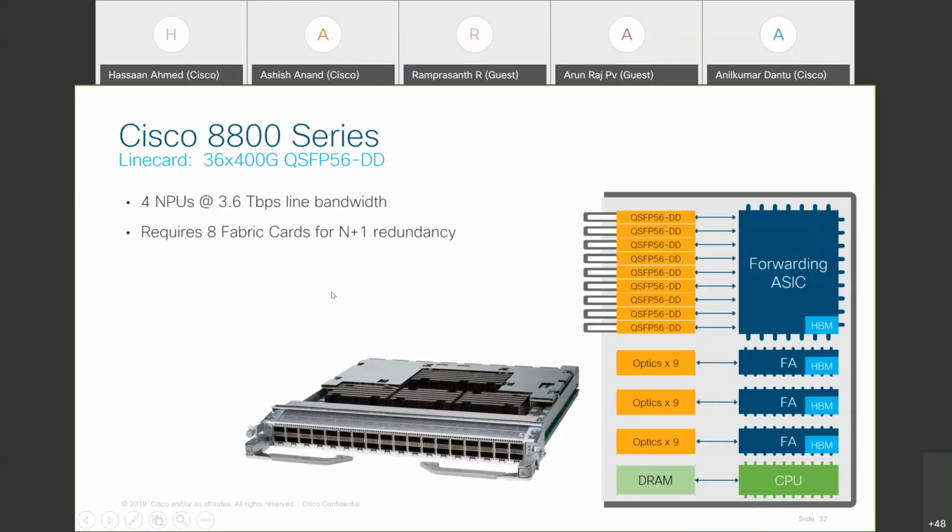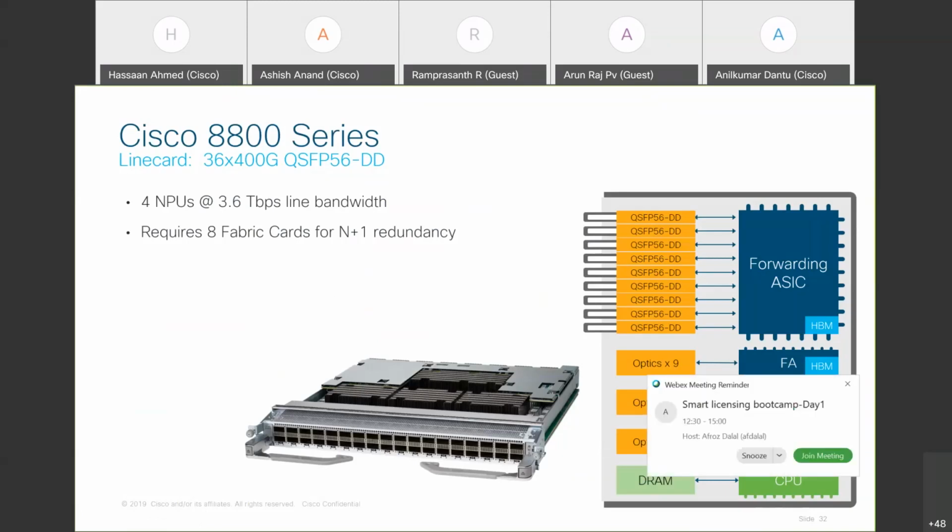Okay, and one restriction with regard to the 36 into 400 gig card is about working in 8 fabric card mode. The Cisco 8000 series router runs in 2 different modes: one is 5 fabric card mode and the other is 8 fabric card mode. The default is 8 fabric card mode. So for a 36 into 400 gig card to boot, the system should run in 8 fabric card mode. Okay, and 8 fabric card mode doesn't mean that you must have 8 fabric cards. You can have a smaller number of fabric cards, but the mode should be set to 8 fabric card mode. We will talk about it during the fabric section.